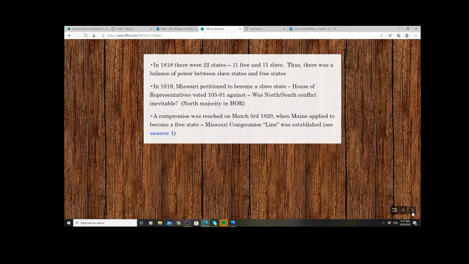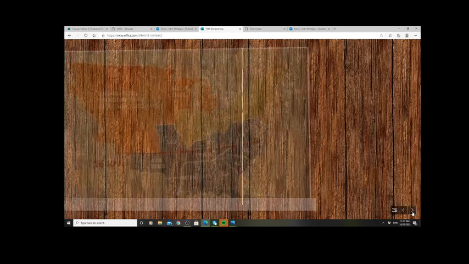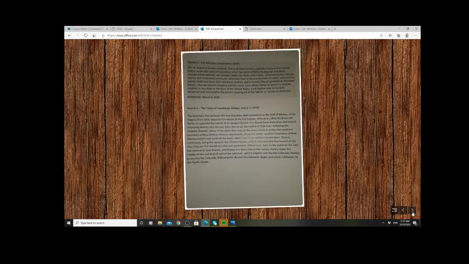Why is there a compromise? Why is it eventually allowed for Missouri to become a state? Why does the North submit? Well, because there was a desire to keep the parity between the states, and to bring not just Missouri into the Union, but also Maine. I'll come back to this in a second. I just want to show you a source very quickly.